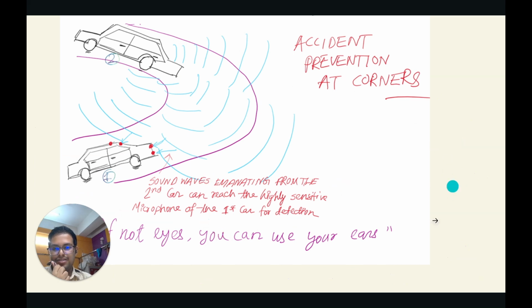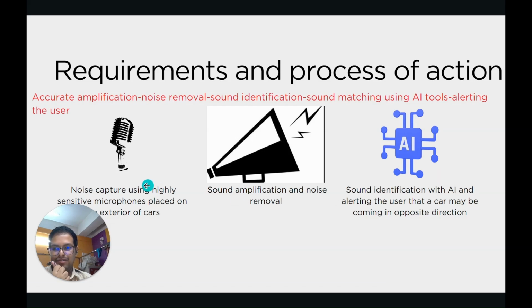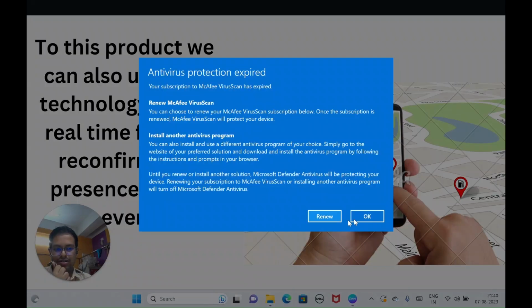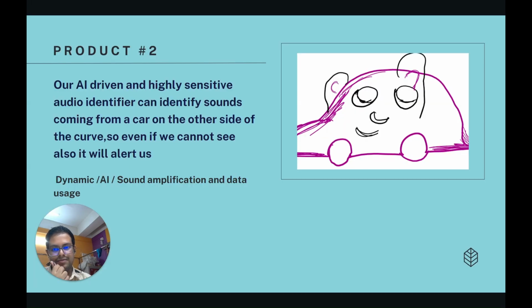And this is the overall schematic. These are the requirements of the process of action. We have the noise capture, sound amplification, sound identification with AI, and alerting the user that a car may be coming in the opposite direction. To enhance its accuracy, we could also use GPS technology to get a real-time feed to reconfirm the presence of the car. So this is our product.